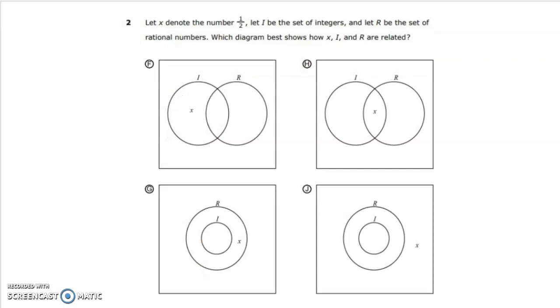Number 2. Let x denote the number 1/2. Let I be the set of integers, and let R be the set of rational numbers. Which diagram best shows how x, I, and R are related?